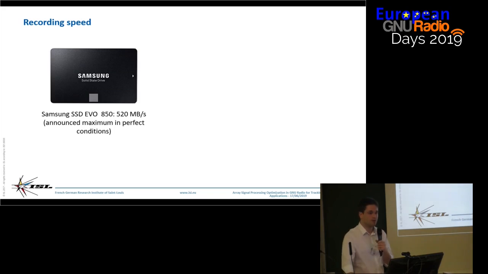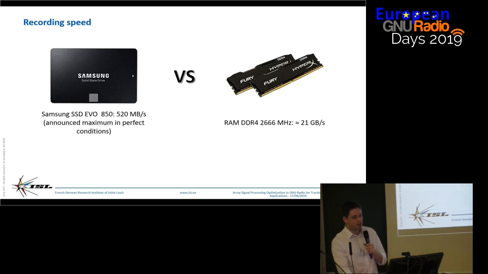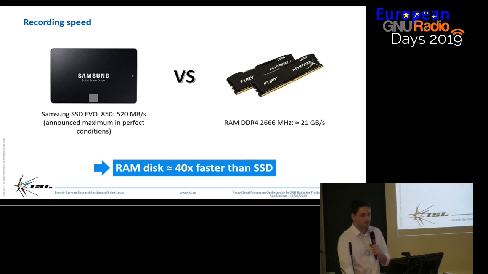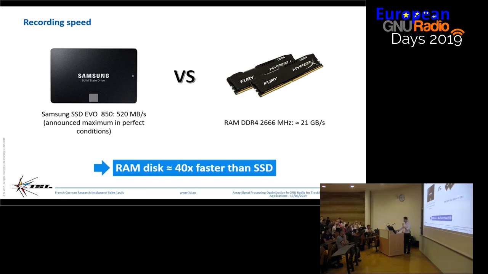Second point was that we wanted to be sure we could record our samples fast enough. So our laptop was equipped with a Samsung SSD that can write at a maximum of 520 megabytes per second, as announced by its constructor. And we decided to add some DDR4 RAM that could write approximately at 21 gigabytes per second instead. So by implementing the RAM disk, we could go approximately 40 times faster than the SSD. So that's what we've been using in the following.